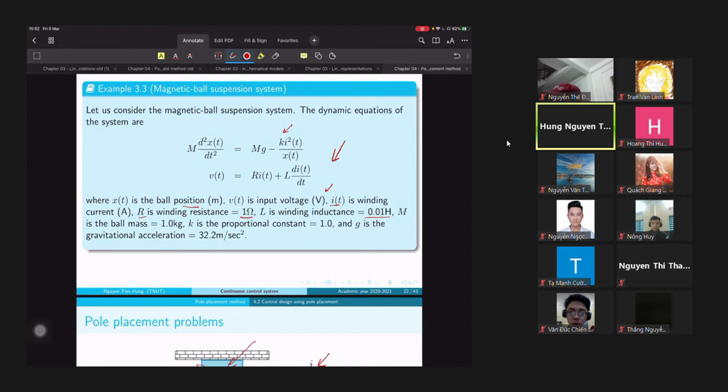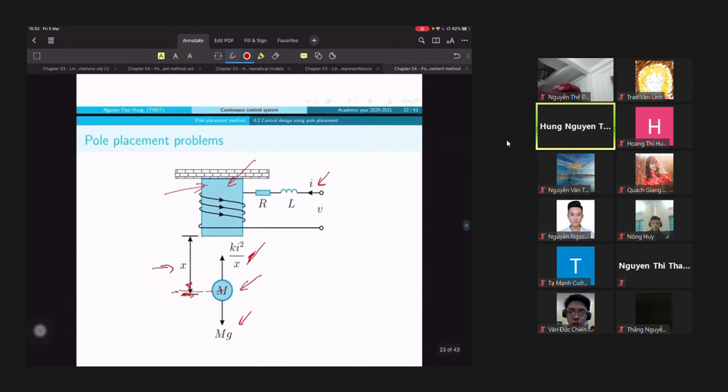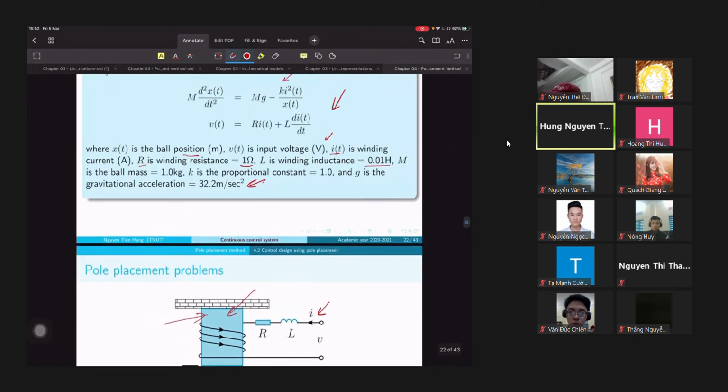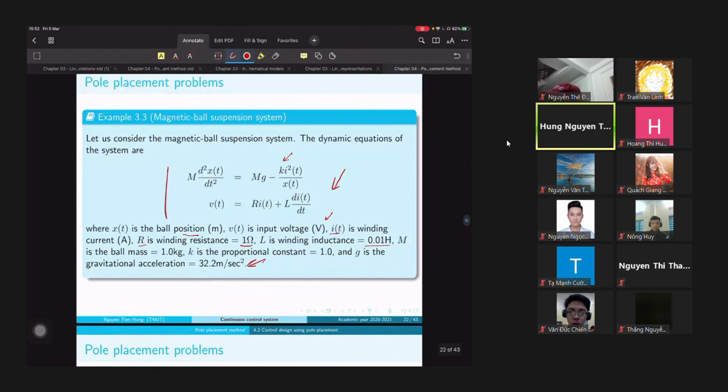And Z is the gravitational acceleration, and you already know that it equals this. Okay, so we describe the system by this equation. This is the electrical equation, and here is the mechanical part of this. We present all of this by a very simple equation like this.